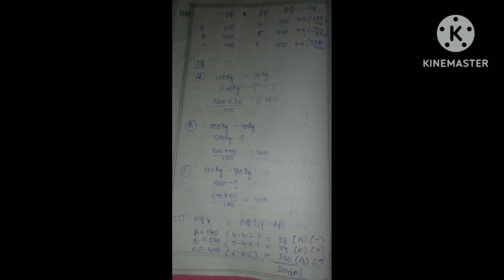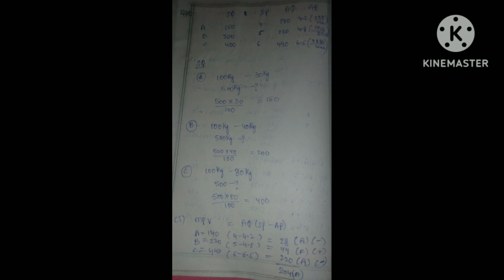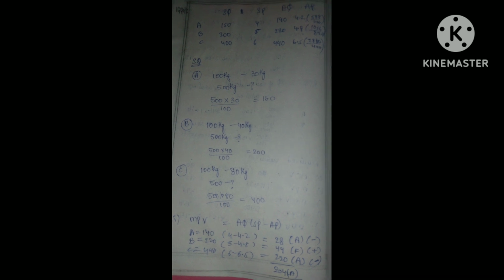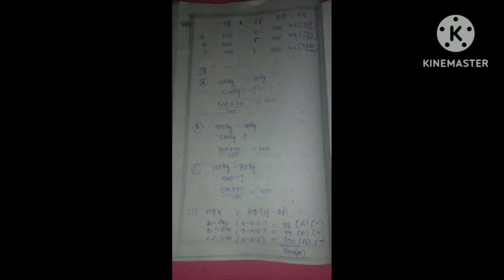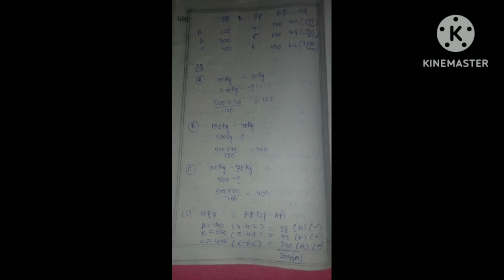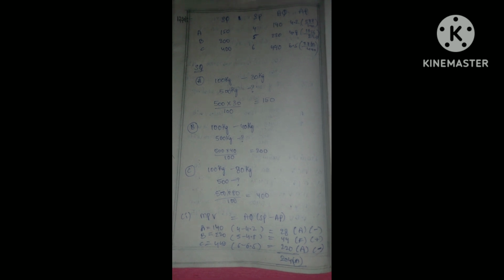So the next process is to calculate all material variances, that is MPV, MCV, MUV, MMV and MYV. First we will calculate material price variance. The formula for material price variance is actual quantity into standard price minus actual price. We have to calculate for chemical A, chemical B and chemical C. In chemical A, actual quantity is 140, standard price is 4 and actual price is 4.2. So 140 into 4 minus 4.2, we will get 28 adverse.